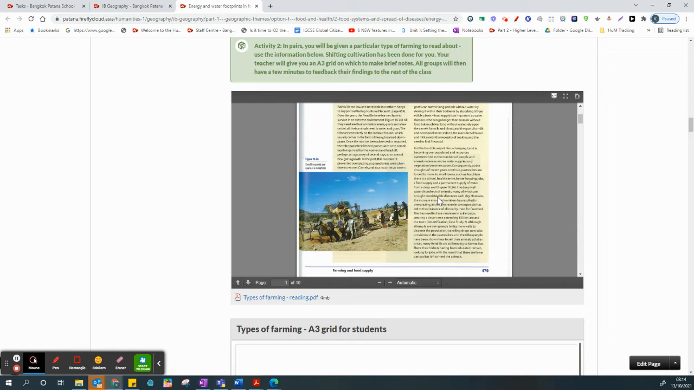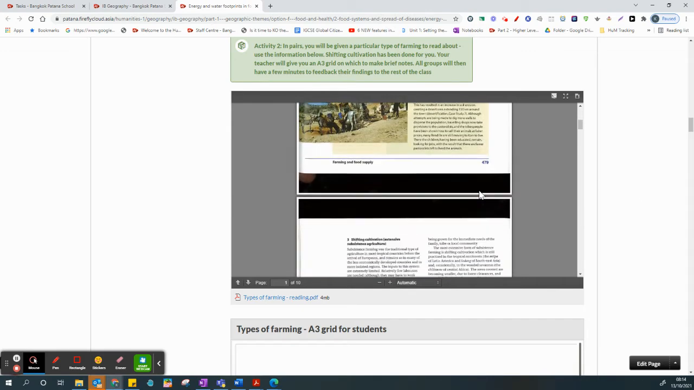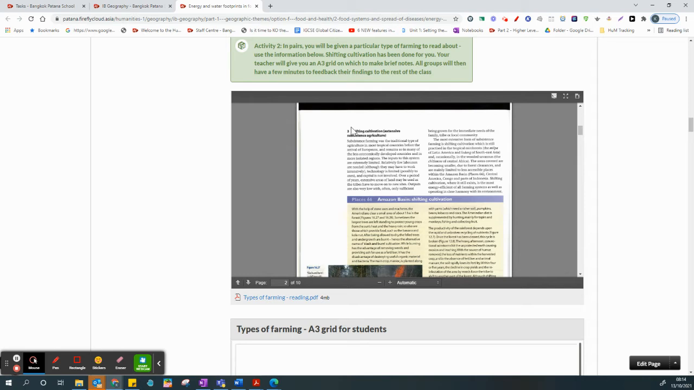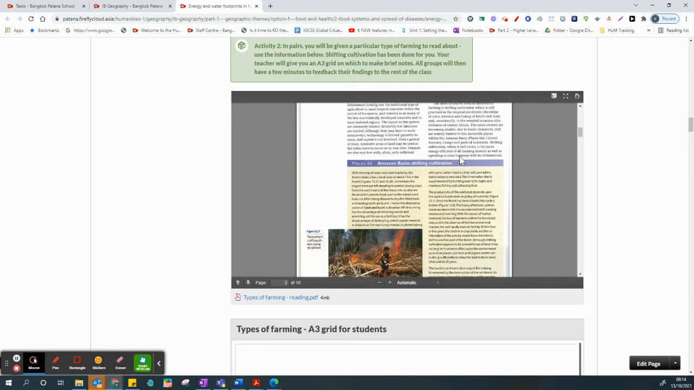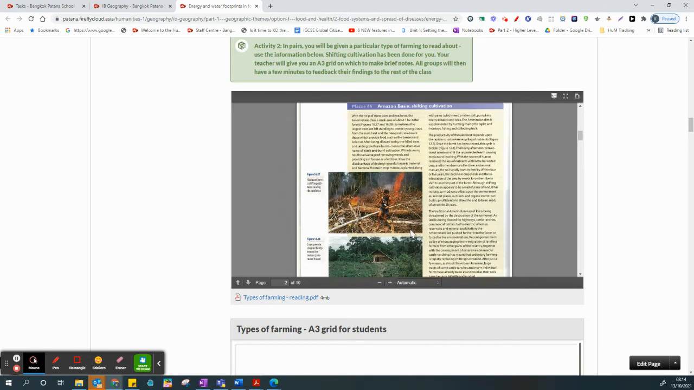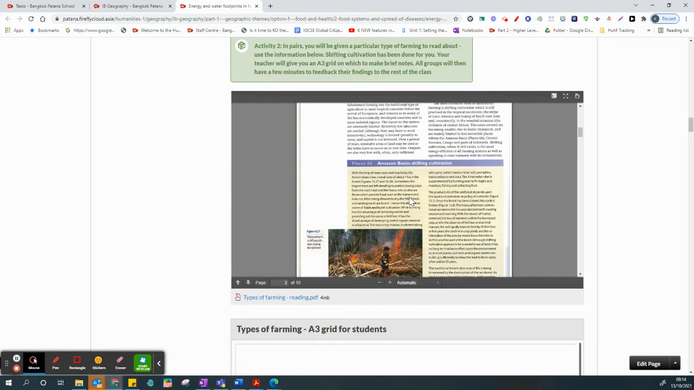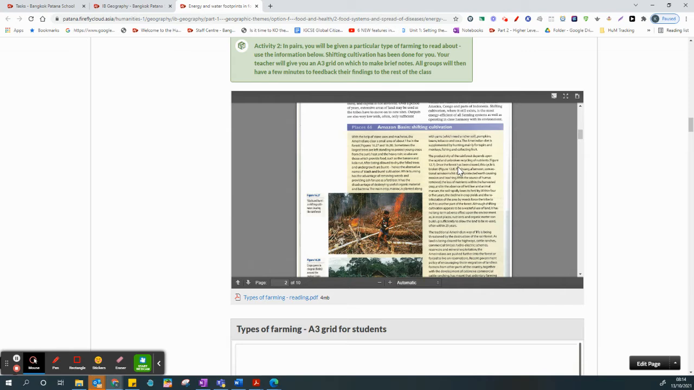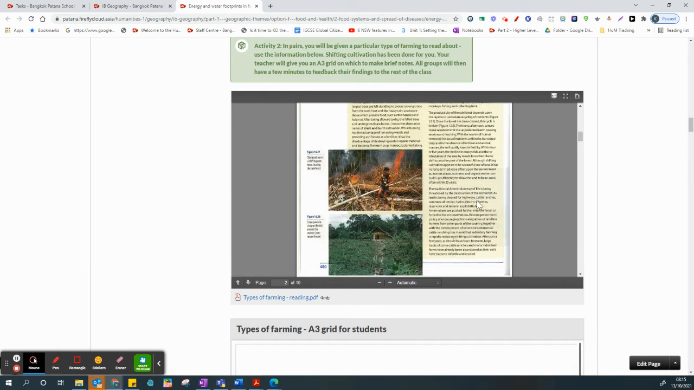There might be lots of new terminology here. So basically, you're going to use this information here. There's shifting cultivation, extensive subsistence agriculture, information, and then you've got a case study there from shifting cultivation in the Amazon basin. You might even remember a little bit about shifting cultivation when we did Amazonia at IGCSE, if you did IGCSE. But even if you didn't, it doesn't matter because all of the information is there.